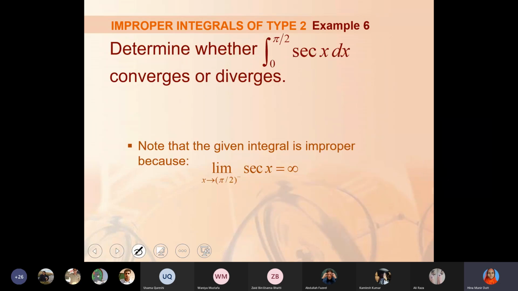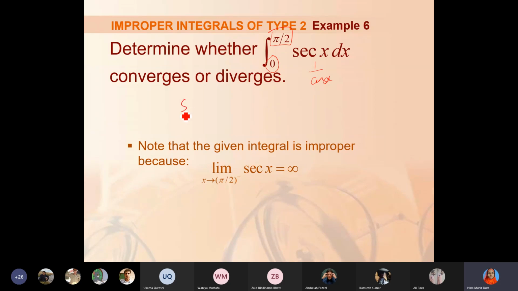Right? This is how you will solve it. Now, what about this one? What about this integral? Now, secant of x at 0 is 1 over cos of x, which is 1. Secant of x at x equal to pi by 2 is infinite. So this function has an infinite discontinuity at x equal to pi by 2.